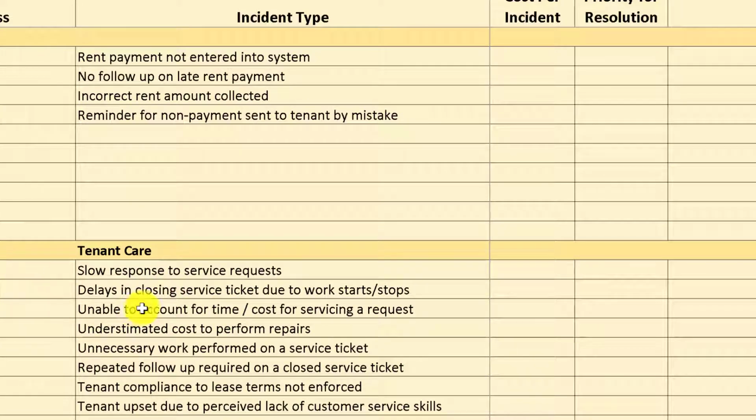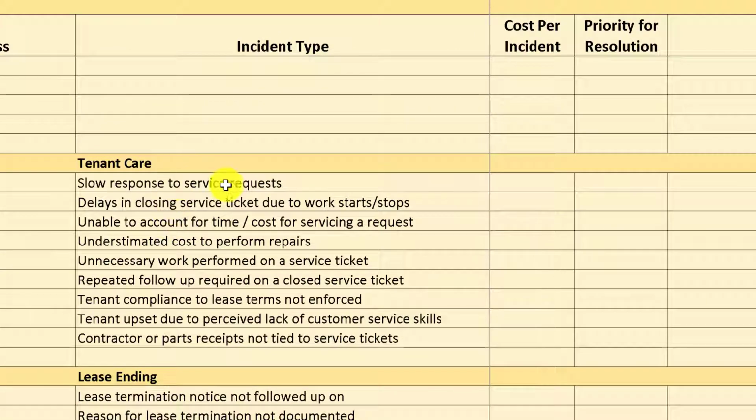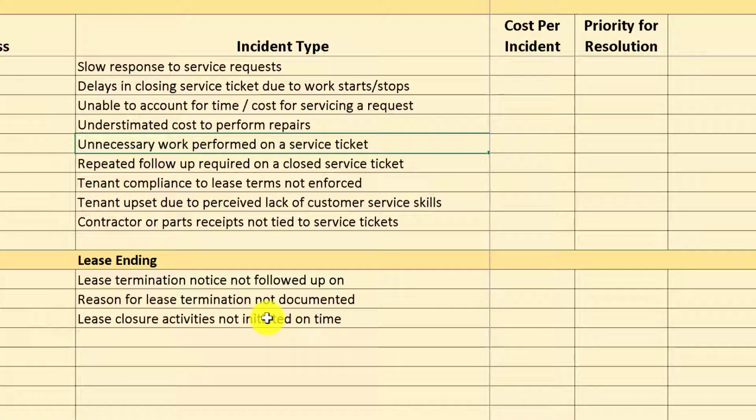Here's an example under tenant care. Slow response to service requests, delays in closing service tickets due to work starts and stops, unnecessary work performed on a service ticket, and so on. So these are examples of defects.